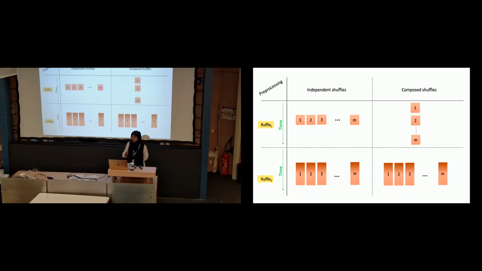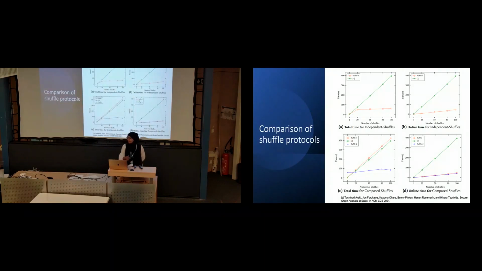But because Ruffle 2 is designed for the more generic scenario of composed shuffles, it has a slightly higher complexity than that of Ruffle 1. Hence, Ruffle 1 is apt for independent shuffles, while Ruffle 2 is apt for composed shuffles. And in comparison to prior works, we observe that both Ruffle 1 and Ruffle 2 outperform the existing work in their respective settings, not only in the online time, but also in terms of the total runtime.